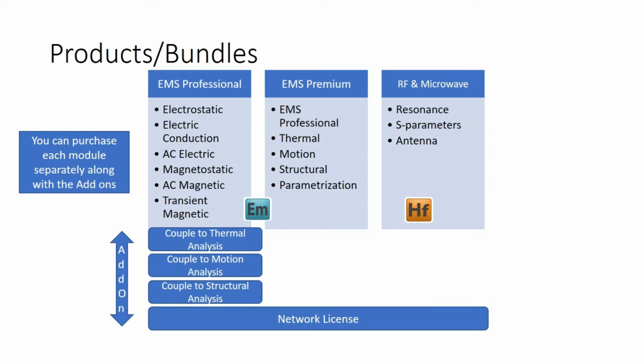Now, there's another program called HFWorks, which is mainly a program used for designing and simulating passive RF and microwave components in SolidWorks. And it has 3 different simulation types: resonance, S parameters, and antennas. And we have a lot of webinars dedicated to the high frequency side of our product. And I request you to look into our website to find more information about this product.